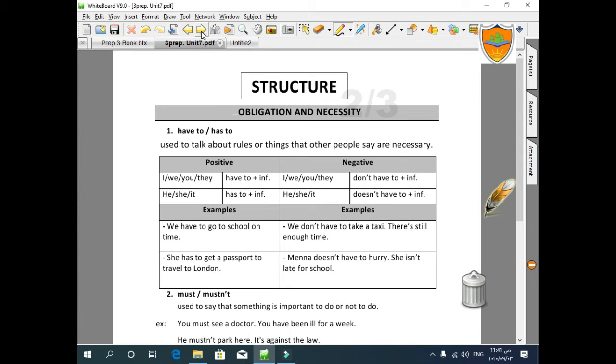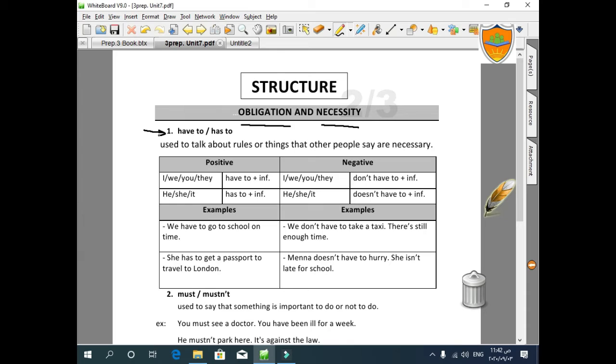Our grammar today speaks about obligation and necessity. Obligation: someone forces you and makes you do this. If you don't do it, you lose something, or you may be harmed, punished, or something like this. But necessity comes from you, from your inside. You want from yourself to do it, so it's called necessity. Let's move to the first point: have to and has to.